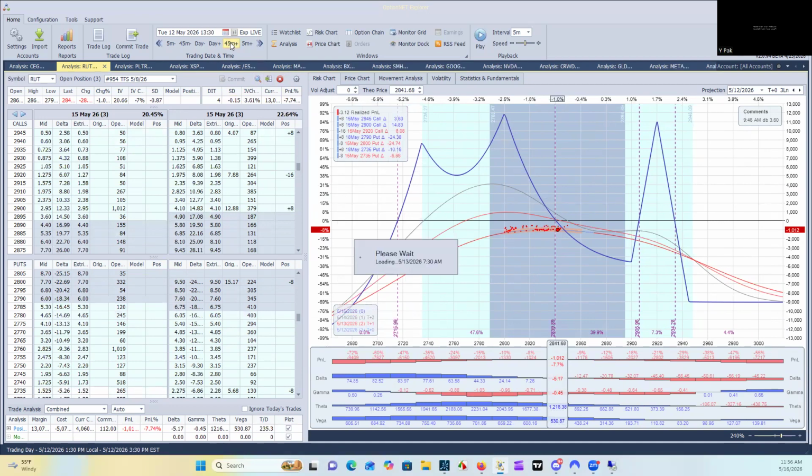So I could have gotten out anytime here, taken the $1,000 loss, but I didn't. I decided to be stubborn and stay in it. And so now we'll go to the next day, May 12th, Tuesday.